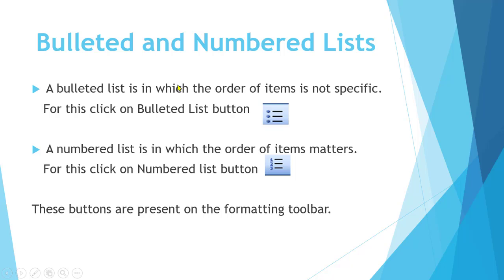Students, we can apply bullets and numbering to our text. We can apply bullets to a bulleted list in which the order of items is not specific, and for this we click on the bulleted list button which is available on the formatting toolbar. And a numbered list is in which the order of items matters. To create a numbered list, we click on the numbered list button which is also available on the formatting toolbar, and by pressing these buttons we can add bullets and numbering very easily.